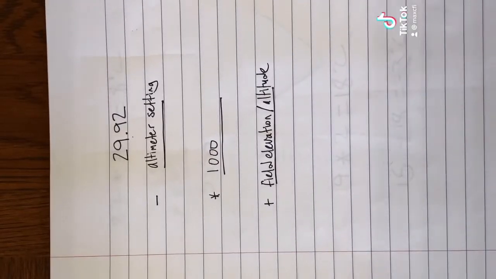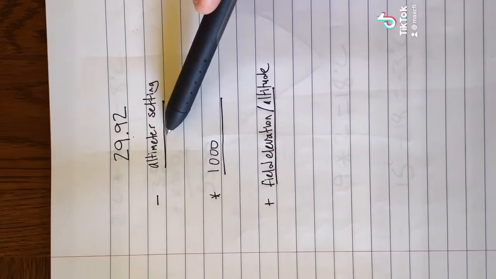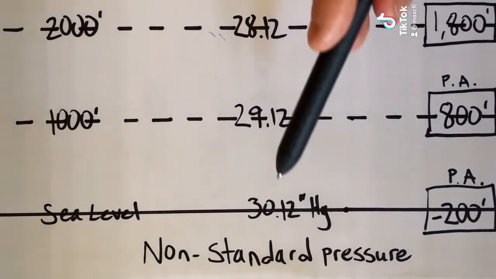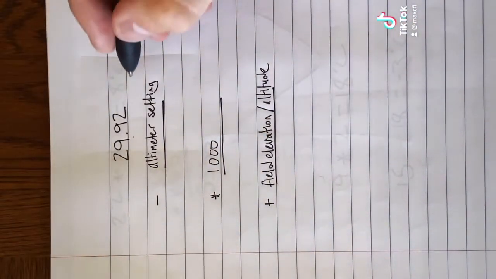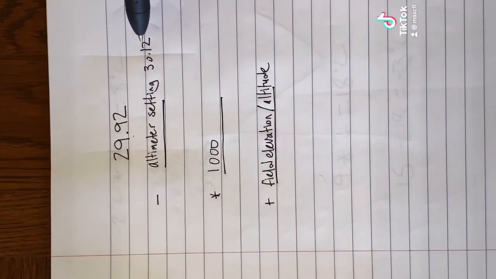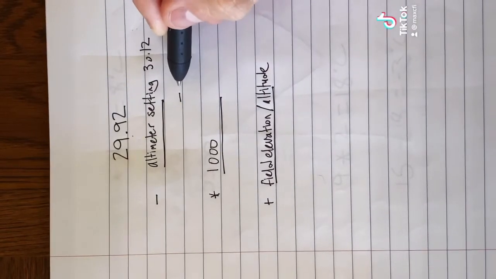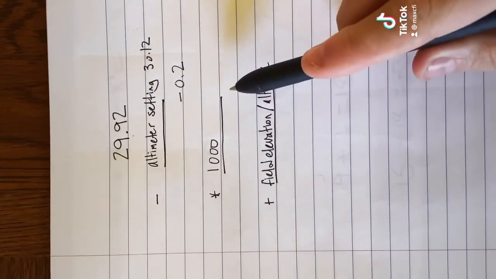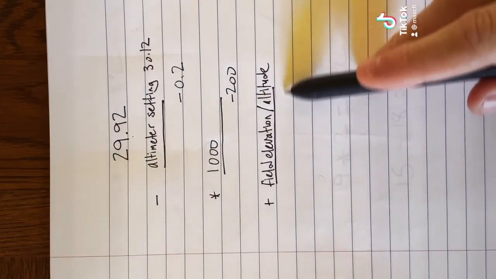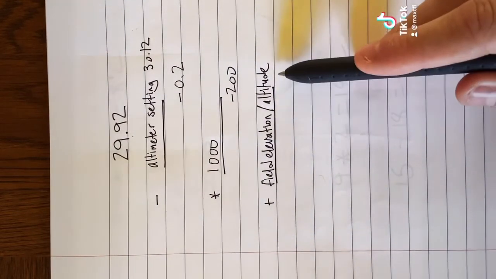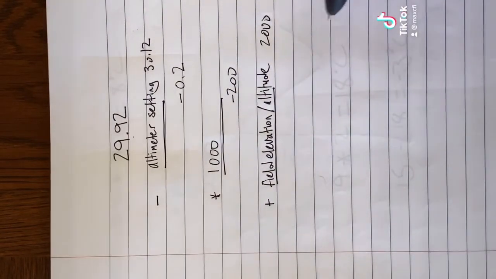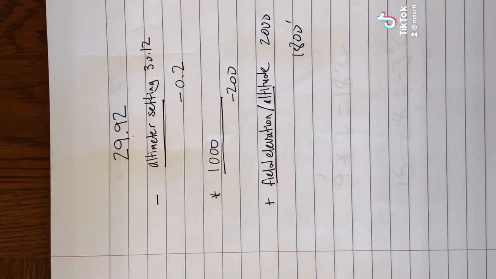So how do you calculate it? You take 29.92 minus the altimeter setting, or the sea level pressure. In our example on this non-standard day, the sea level pressure was 30.12. So 29.92 minus 30.12 is negative 0.2. We multiply it by 1,000, we get negative 200. We add that to the field elevation or the altitude or wherever you want to find the pressure level. We were looking at 2,000 feet, so 2,000 feet plus negative 200 is 1,800 feet was the pressure altitude at that level.